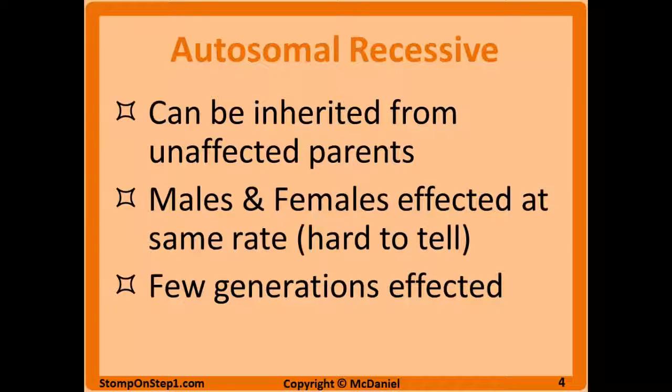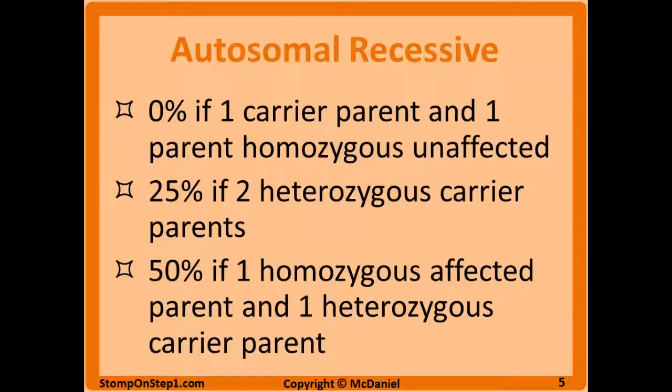Males and females are going to be affected at the same rate, but sometimes it's hard to tell. Like previously, there was only one affected individual, but I specifically made it an affected female to differentiate it from X-linked recessive, which we'll do later. And few generations are going to be affected, probably, unless you've got huge families.